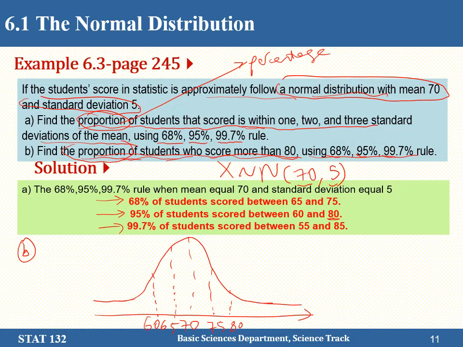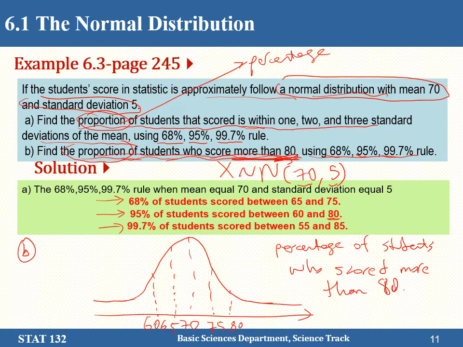Find the proportion of the students who score more than 80. So it's asking which region. So it says the percentage of students who scored more than 80. So more than 80 means this region here, right? More than 80. So we want to find the area of this part. So the question is, how can we get this part?